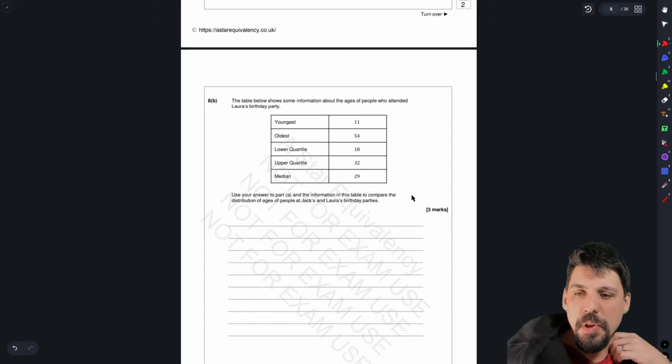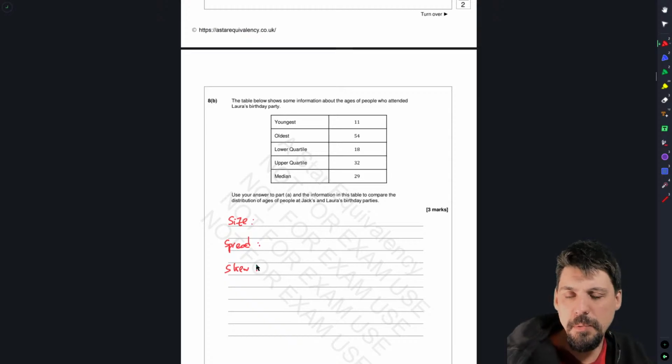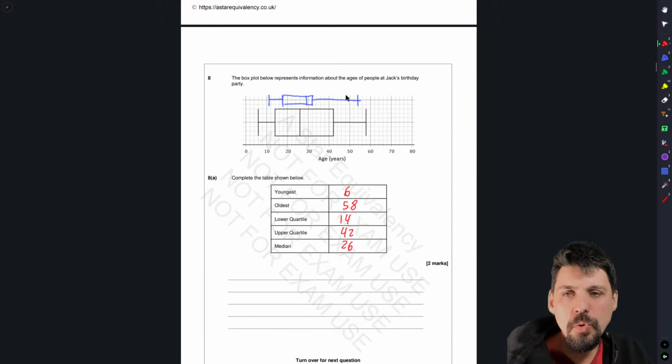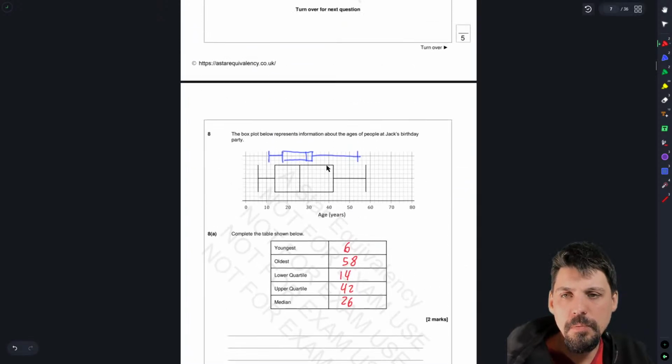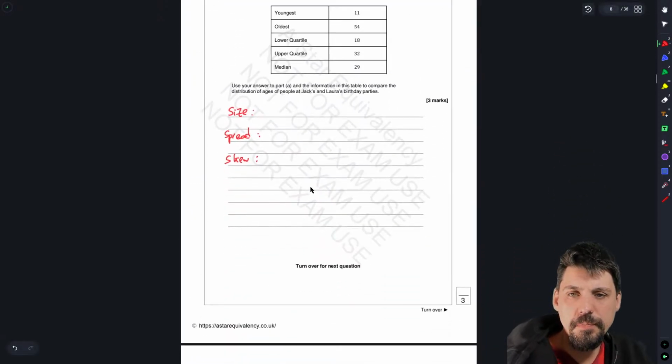Right, so, 3 marks generally means we're going to talk about size, we're going to talk about spread, and I'm going to talk about skew. These are the 3 things that I reckon we're going to talk about for 3 marks. So size, overall, at Laura's birthday, we'd say there's a higher median age.